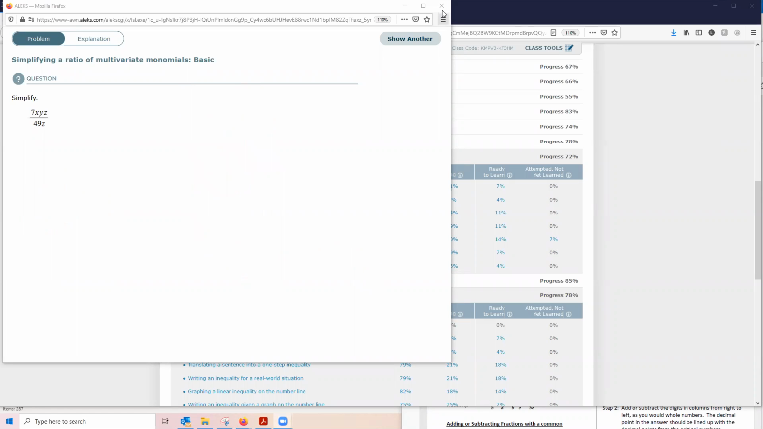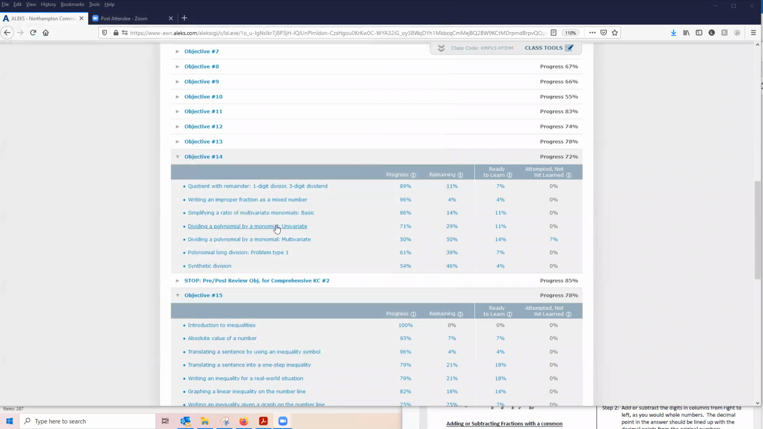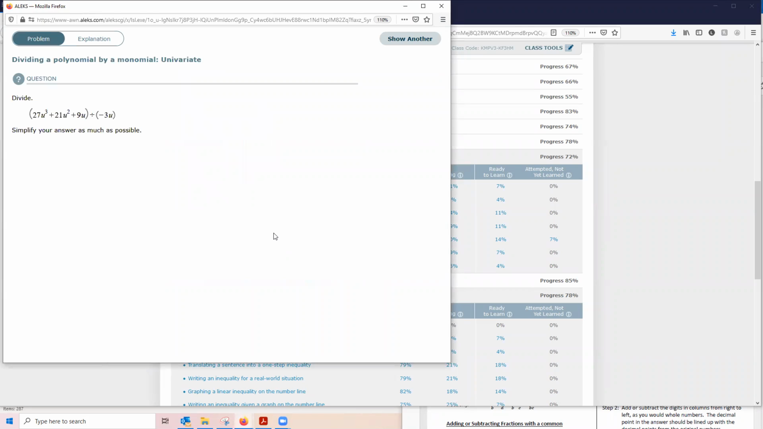All right, let's do another example like that. All right, so here's an example where it's asking me to divide a polynomial on top by a monomial. A monomial just means one term. A polynomial means many terms. Now, sometimes this is a little easier to write as a fraction. So I'm going to write this as a fraction. Remember, the division symbol really is a fraction bar.